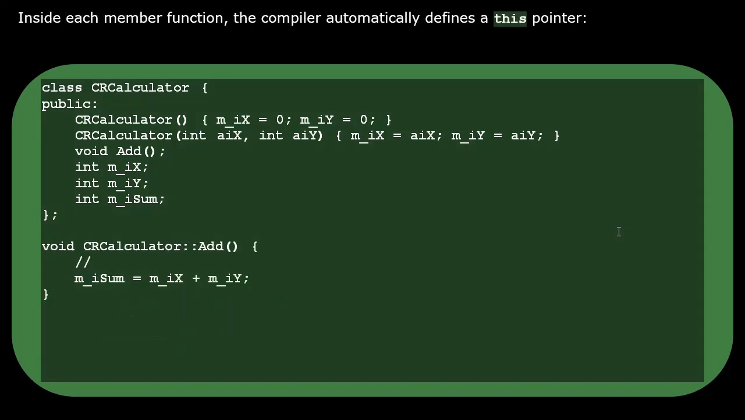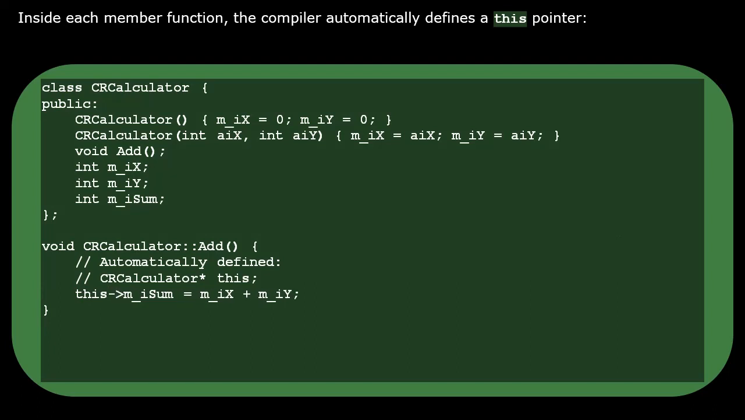Inside of each member function, the compiler has already automatically defined a special pointer called the this pointer. The this pointer points to whatever object instance is being manipulated by that member function. When a member function refers to a data member, that is actually a shortcut. What is actually happening is a dereferencing of its this pointer. You could actually write your code this way if you wanted to, but we usually don't.